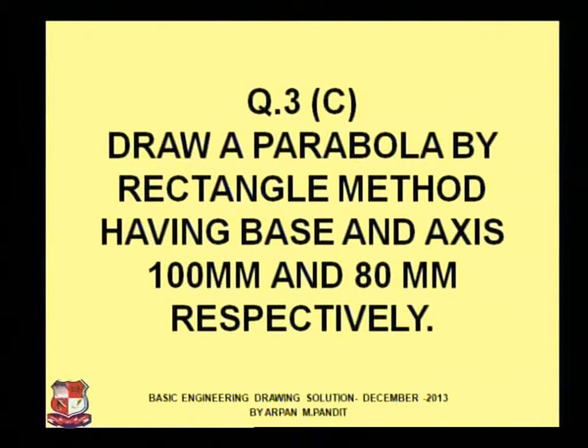Now we'll see the next problem. Our next problem is about a parabola by the rectangle method having a base of 100 mm and an axis of 80 mm, which means that we need to draw a parabola by the rectangle method. The rectangle sides would be 100 by 80 mm respectively.